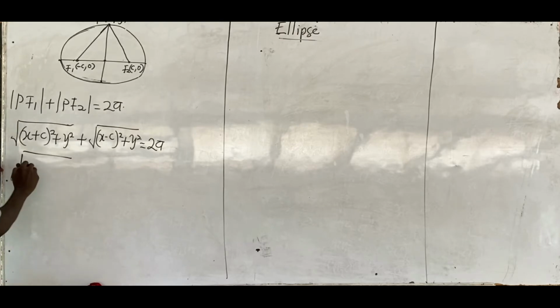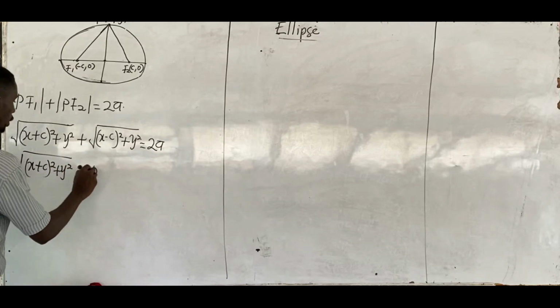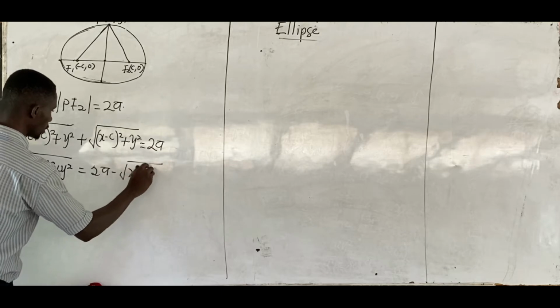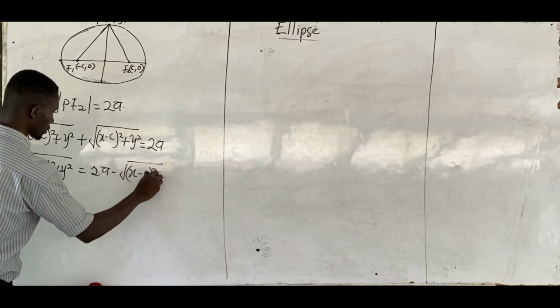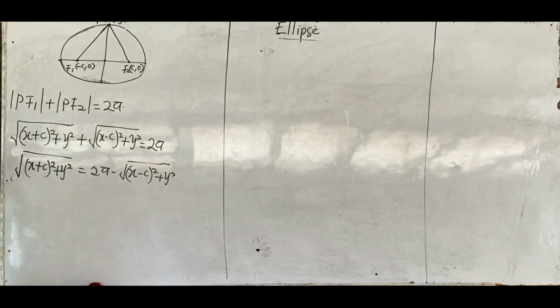Now, to solve this, I will move one term to the other side, just like I'm solving rational equations. So it will be the square root of x plus c squared plus y squared is equal to 2a minus the square root of x minus c squared plus y squared. Now, what I have to do is square both sides.